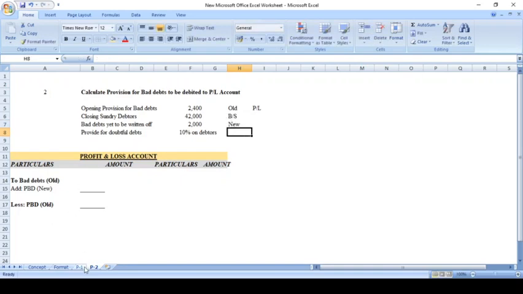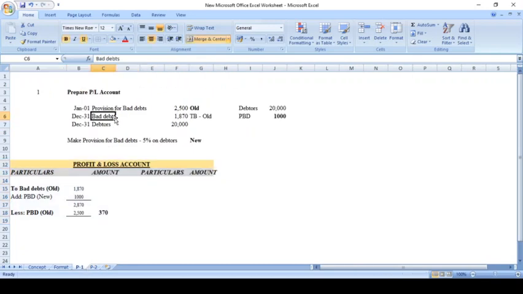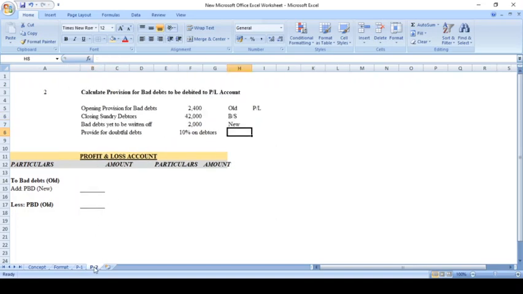In the previous problem, if you could see, they just gave me bad debt and it was at the end of the year. So which means they would have prepared the trial balance and given me just the bad debt, so I consider it as old one. But in this problem, you could see bad debt yet to be written off, which means it has not yet been deducted from your sundry debtors. That is what it means. It's like an adjustment. So that's the reason I call it a new one.